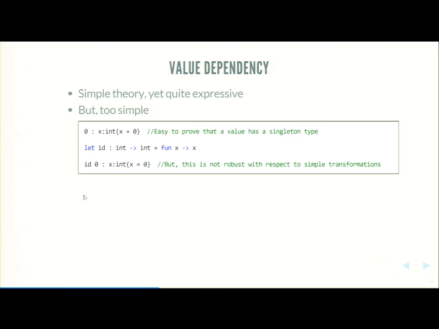Here's an example showing you how this stuff falls down. If you have just the identity function, you can prove that 0 has the singleton type 0.